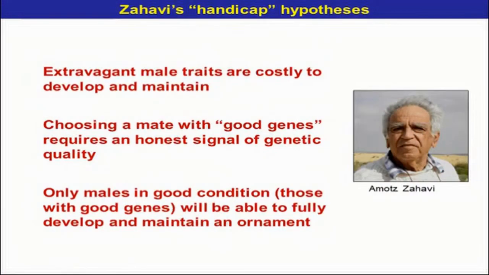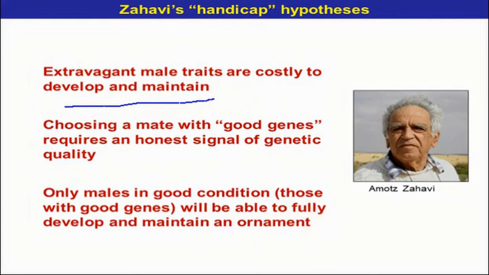Another very popular hypothesis is Zahavi's handicap hypothesis. He proposed that the handicap character is actually an advantage for those animals. For example, the tail of the peacock. Extravagant male traits are costly to develop and maintain. This is the point he highlighted.